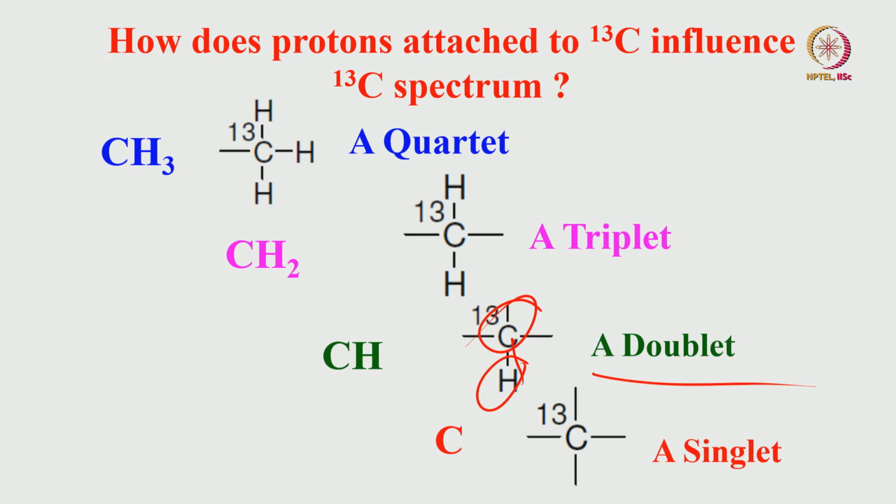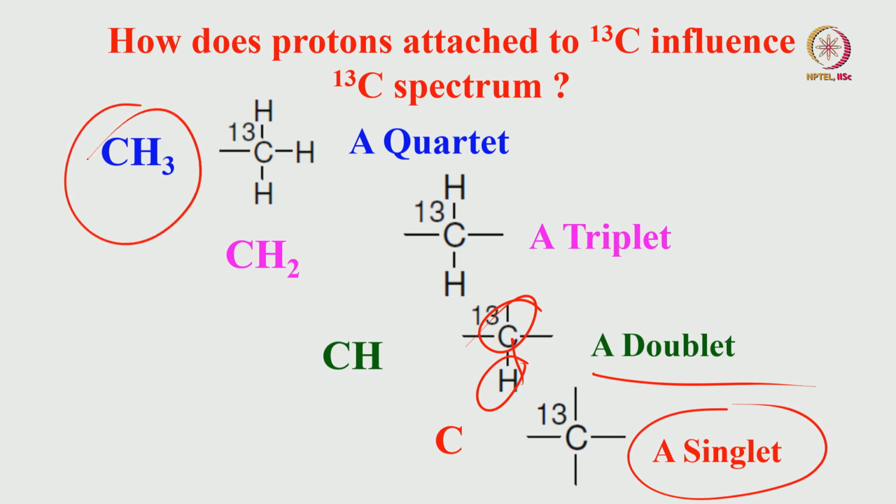Go to a situation where there are no protons attached. There is no coupling of carbon with protons at all. They are called quaternary carbons. Each carbon has 4 carbon bonds, none of them attached to a proton. Such carbons give only a singlet because there is no coupling with protons. So please remember, in the carbon-13 coupled spectrum, a CH3 group gives a quartet, CH2 gives a triplet, CH gives a doublet, and a quaternary carbon gives a singlet.